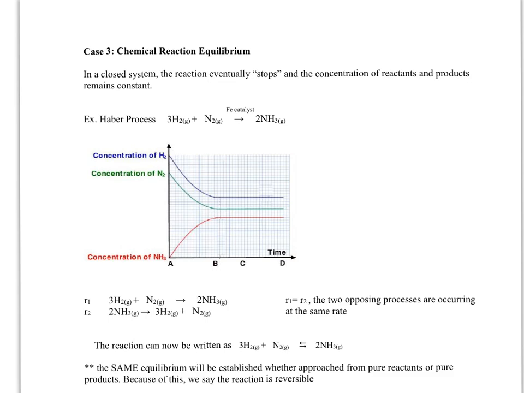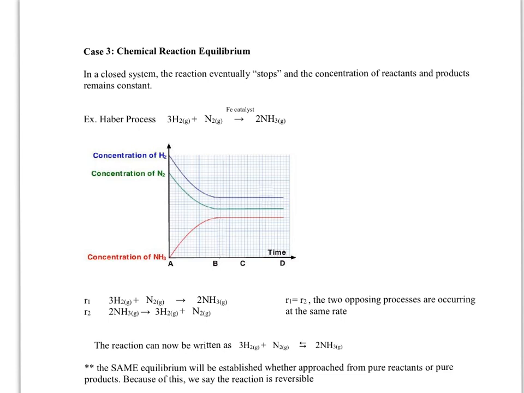So we get this stopping of the reaction where it flatlines. So we're going to look soon at how we can manipulate the system so that we do use up all of our reactants and produce the maximum amount of ammonia possible. But that's a lesson for another day.